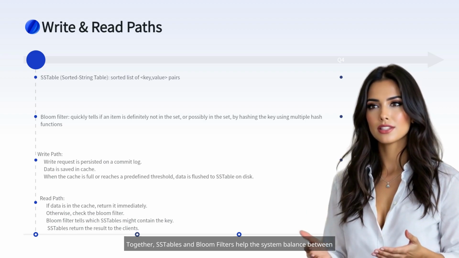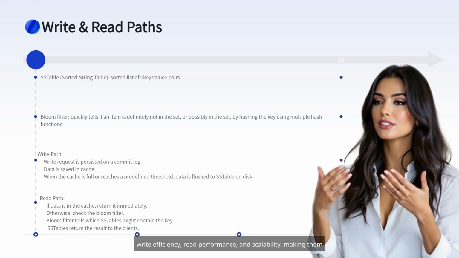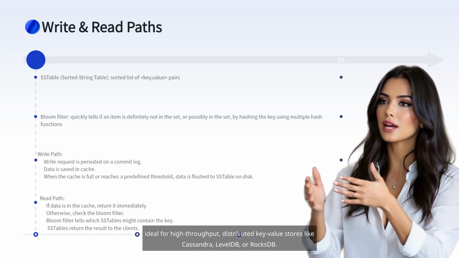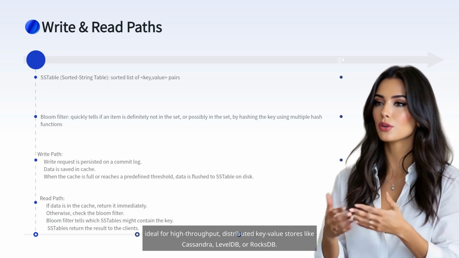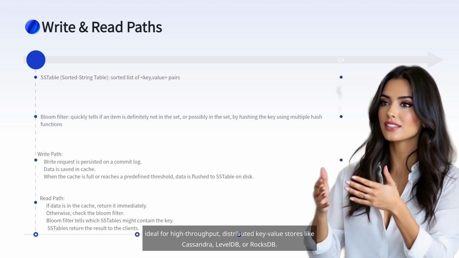Together, SSTables and Bloom filters help the system balance between write efficiency, read performance, and scalability, making them ideal for high-throughput, distributed key-value stores like Cassandra, LevelDB, or RocksDB.